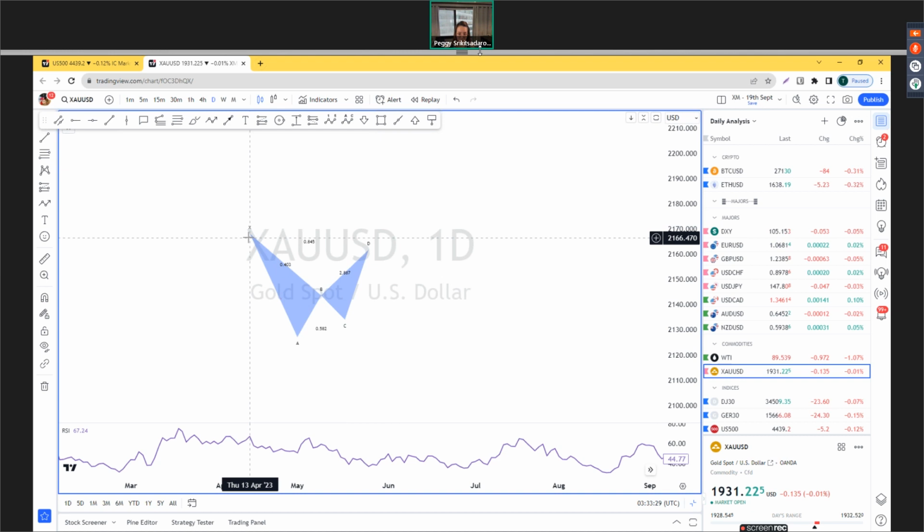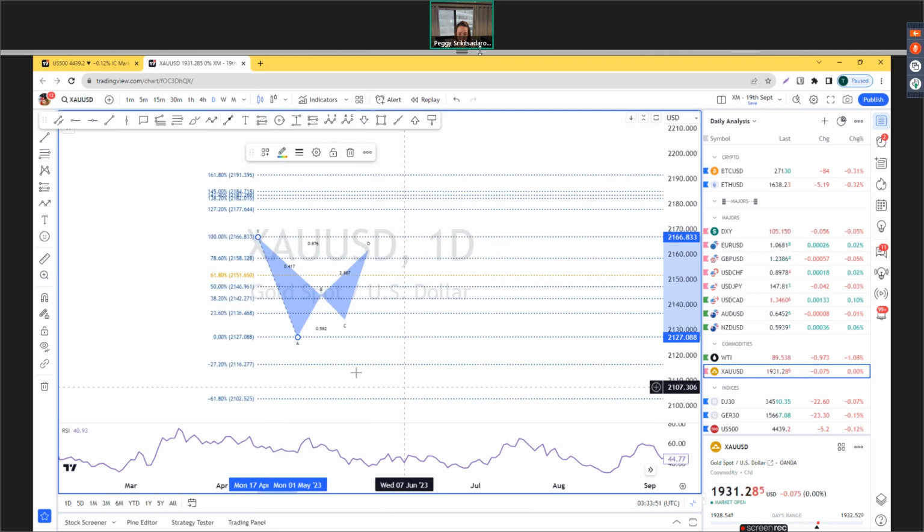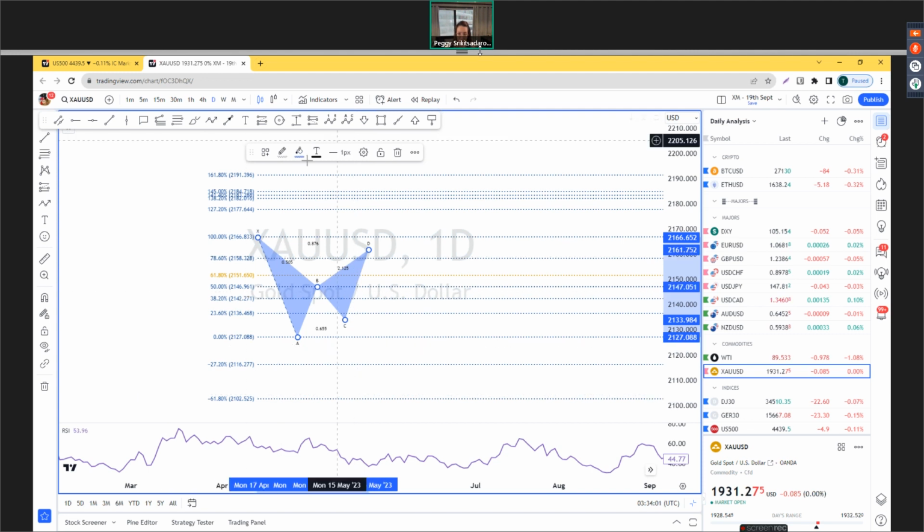Over here they say that B should retrace at least 38 to 50%, right? You draw Fibonacci from your X point to A. They say that it could retrace between 38 to 50%. In this case, I just put it at like 60% here. Then you get the B point, 50%.